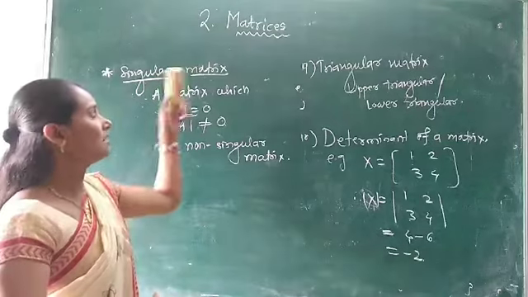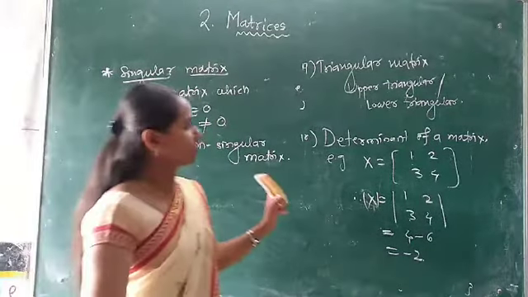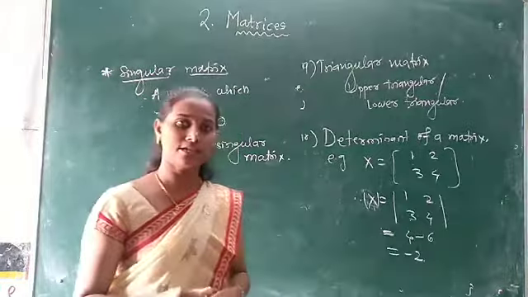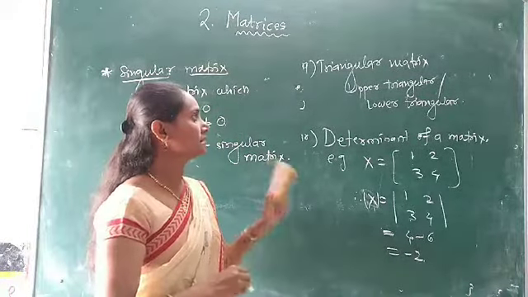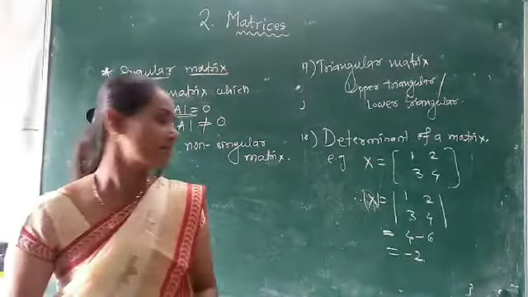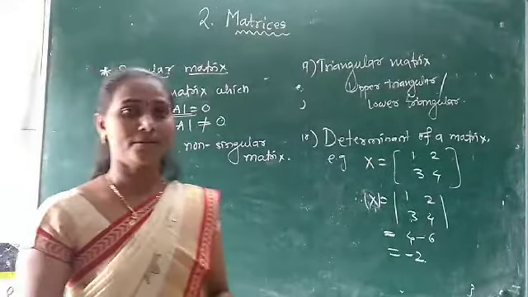So, these are 10 or 11 types of matrices. In this lecture, we studied the types of matrices, and in the next lecture, we will see some examples of matrices.